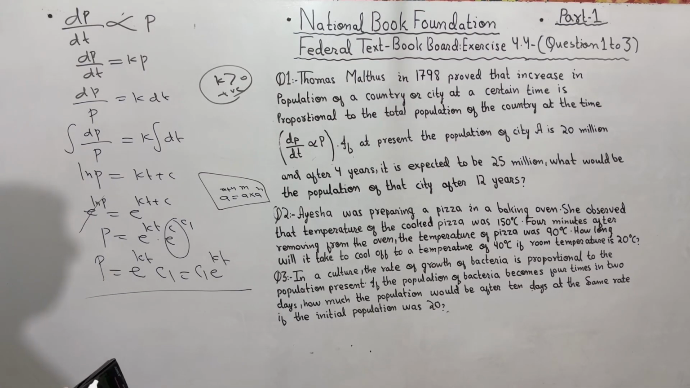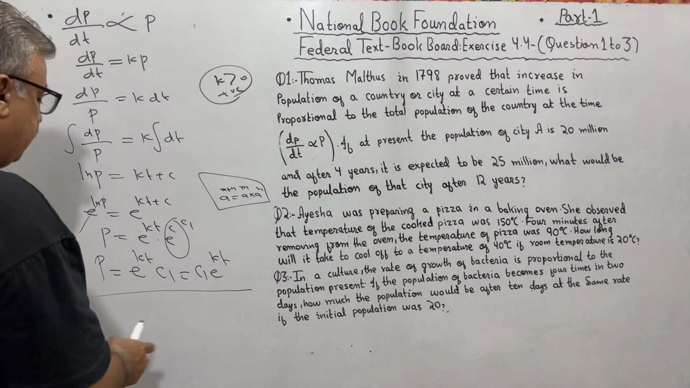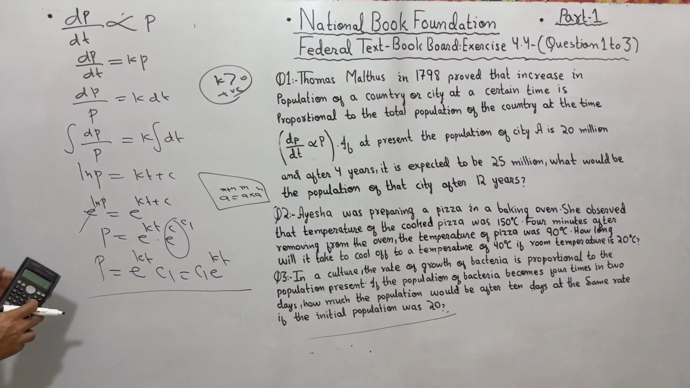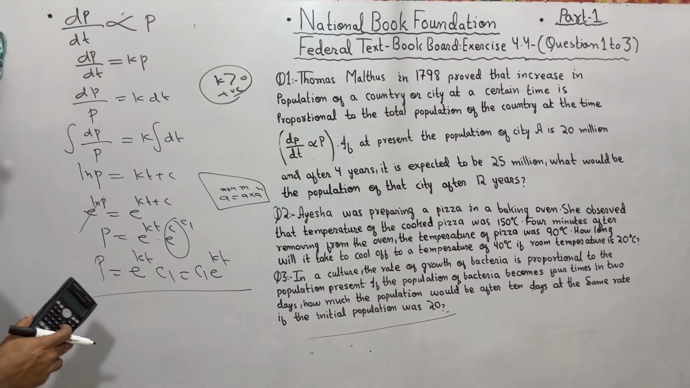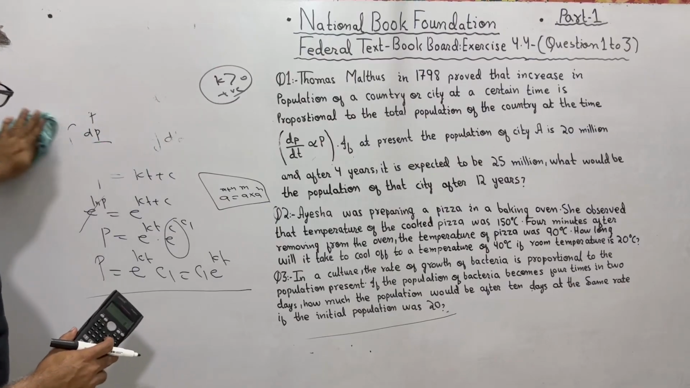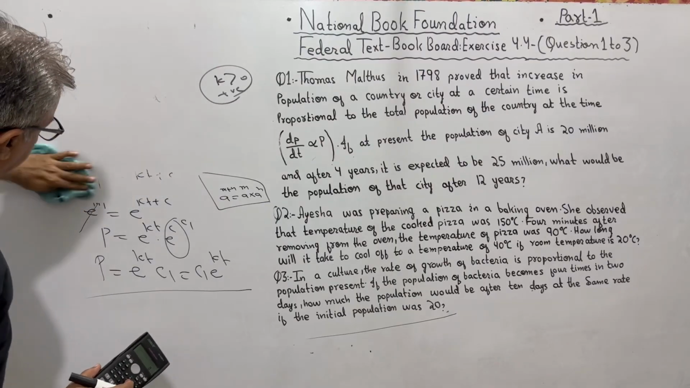If the population of the bacteria becomes 4 times in 2 days, how much the population would be after 10 days at the same rate? Initially the population is 20. We have no idea how much, 20 exactly, 20 million, whatever the case is. Population of the bacteria is 20 initially. Let me manage the value of k and c1.